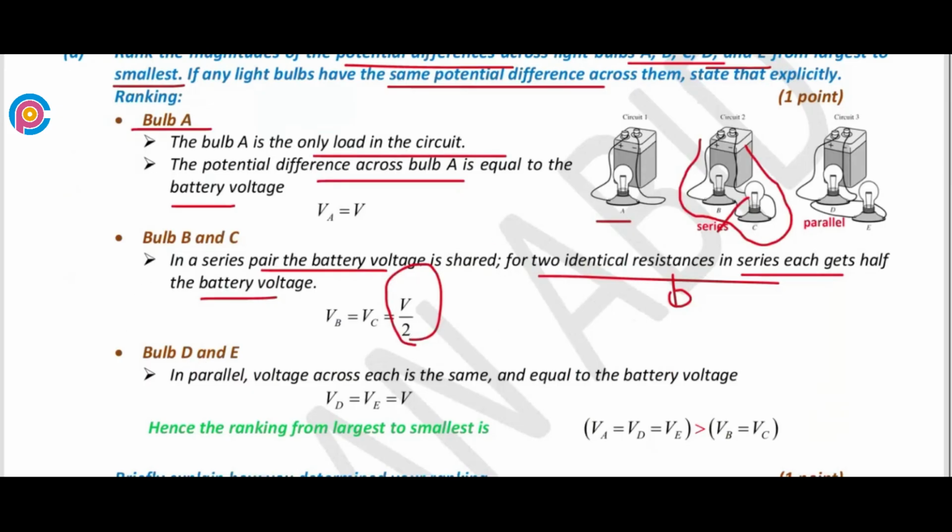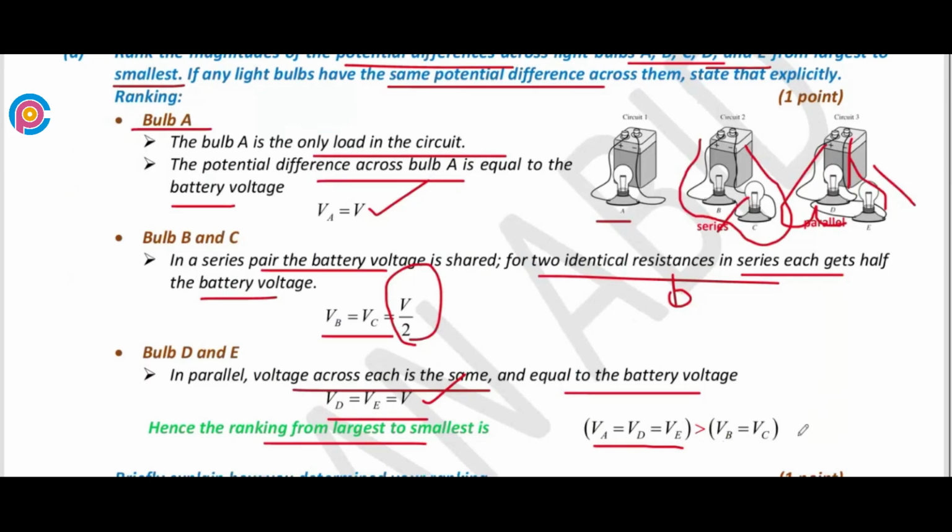Bulbs D and E are a parallel combination. Each bulb has a direct connection across the battery. So the voltage across each is the same, equal to the battery voltage. VD and VE are equal to V. Hence, according to the question, ranking from largest to smallest, VA, VD, VE are equal to the battery voltage V, which is greater than the potential difference across B and C.